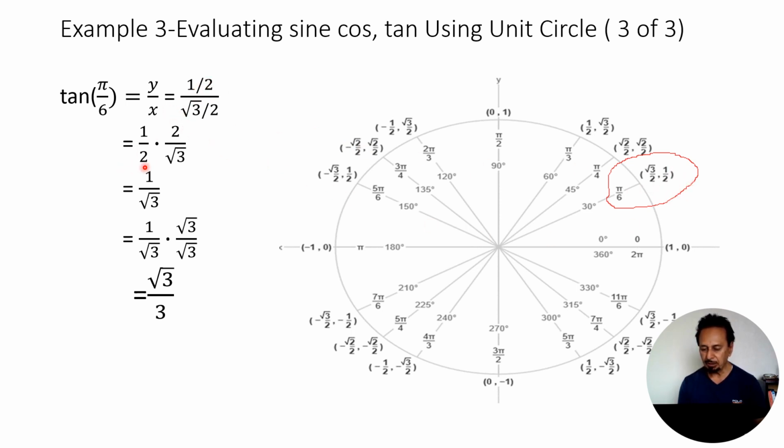So now we can write 1/2 and multiply by the reciprocal of this one, which is 2 over the square root of 3. The 2 cancels out, and we get 1 over the square root of 3. Now we rationalize. We multiply top and bottom by the square root of 3. So we have 1 over square root of 3 times square root of 3 over square root of 3. Now square root of 3 times square root of 3 becomes 3. So your final answer is tangent pi over 6 is square root of 3 over 3.